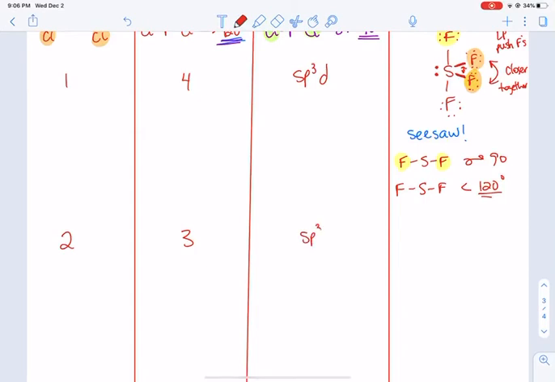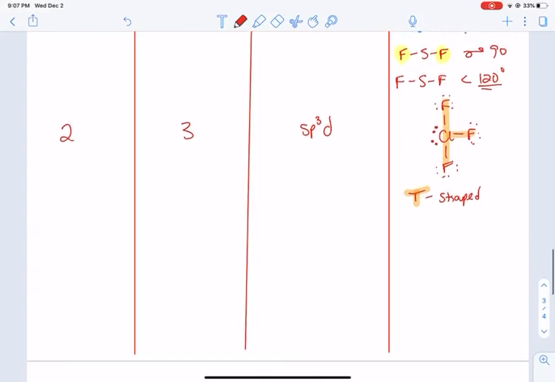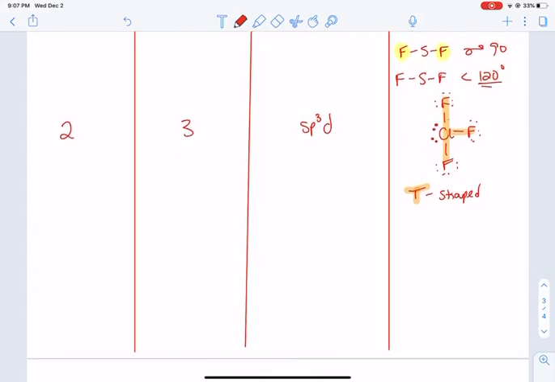This is still sp3d. An example of this would be ClF3. I'm going to put the lone pairs on it this time. And now I've got 2 lone pairs on the central atom. This is called T-shaped. And it's because it literally looks like a T, right? That's where the T comes from. So it's T-shaped. This angle is 90 degrees.